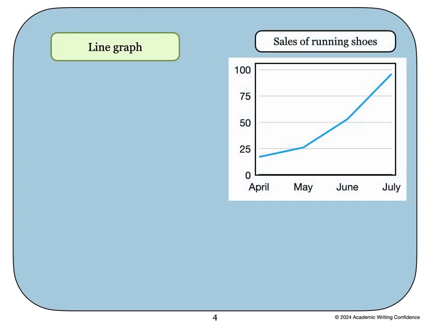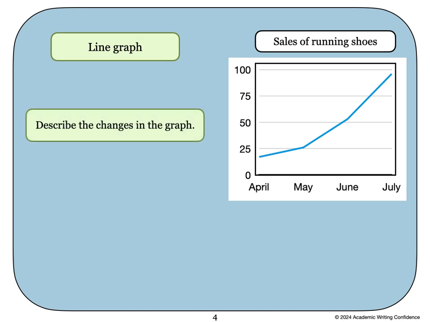Let's look a little bit more closely at the line graph. This is a simple line graph showing one line for information about sales of running shoes. You will want to describe the changes in the graph. Here's a possible sentence that could be used to describe this graph.